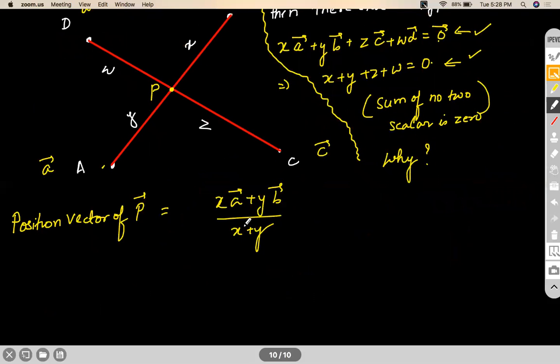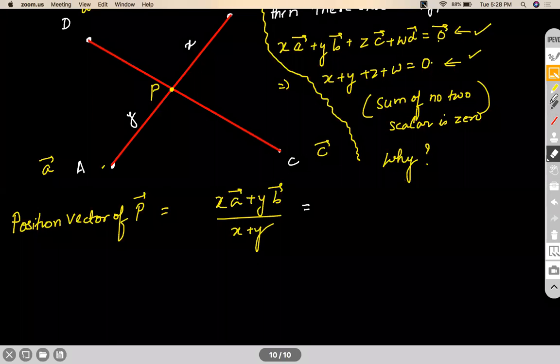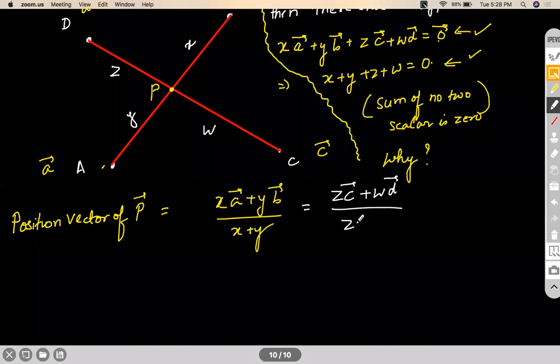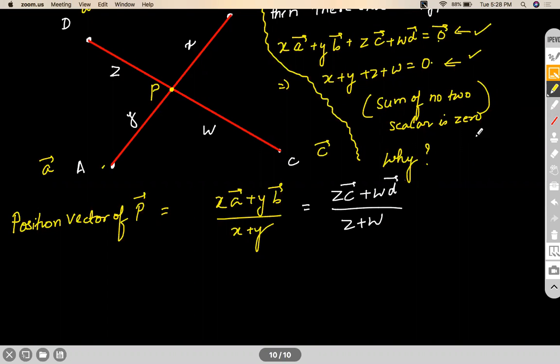Can I say the same thing can be obtained if I look at C and D, and I say it is (zC plus wD) by (z plus w)? I think I had taken z and w the other way around, so z should be here, just for the sake of matching it with our formula. It's no hard and fast rule, whatever you want to call w and z. So z is here, w is here. So if you see this, it will be (zC plus wD) by (z plus w). Now, the sum of any two should not be 0, because you don't want the denominators to vanish.